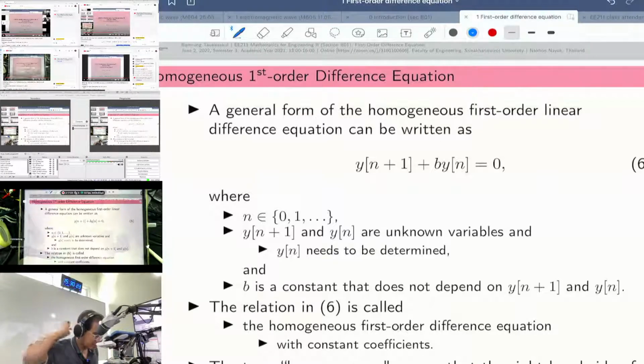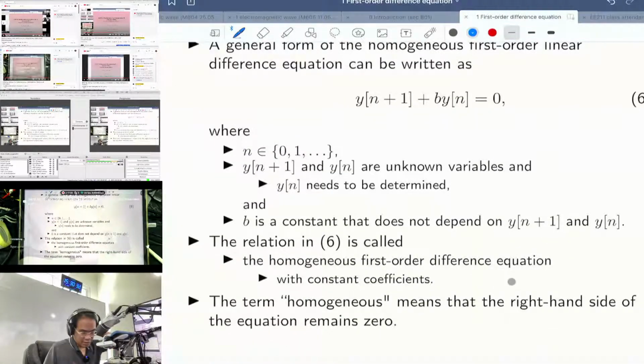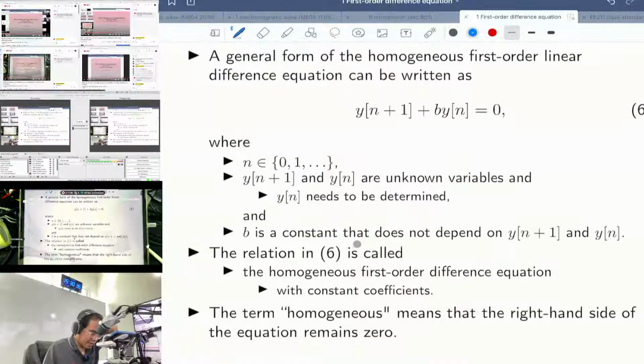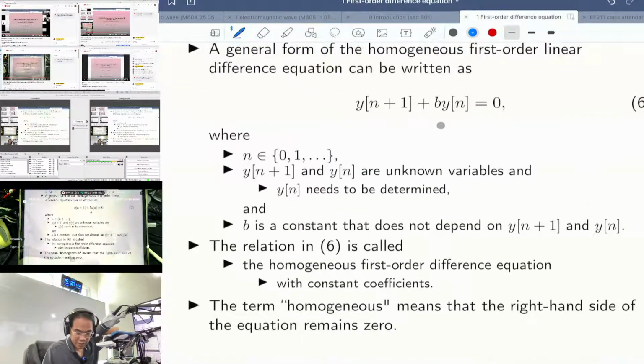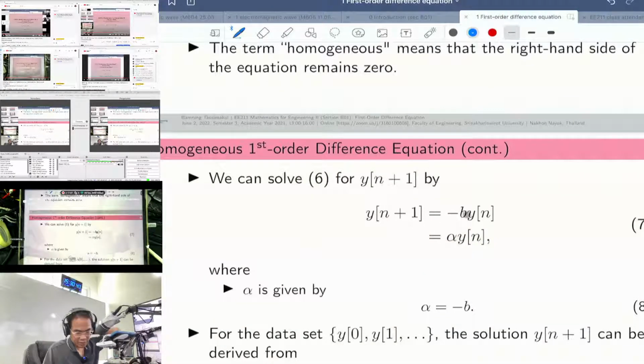Relation in 6. Yeah, as you know, it's a homogeneous first order difference equation with constant coefficient. Homogeneous means the right hand side is 0. Okay, now it's time to solve this one. In order to solve this, of course, you just move this one to the right hand side. It's going to be yn plus 1 equal to minus b, right?